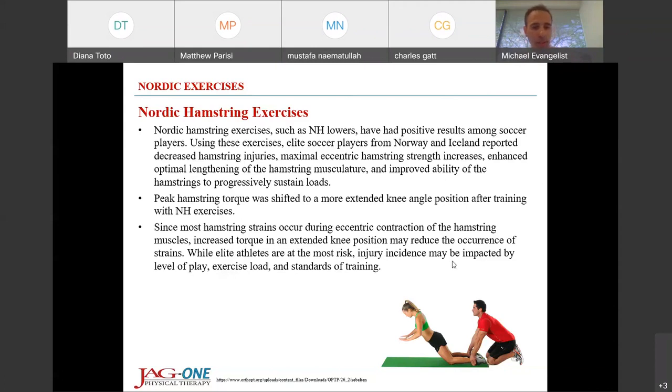Since most hamstring strains occur during eccentric contraction of the hamstring muscles, increased torque in an extended knee position may reduce the occurrence of strains. While elite athletes are at the most risk, injury incidents may be impacted by level of play, exercise load, and standards of training.